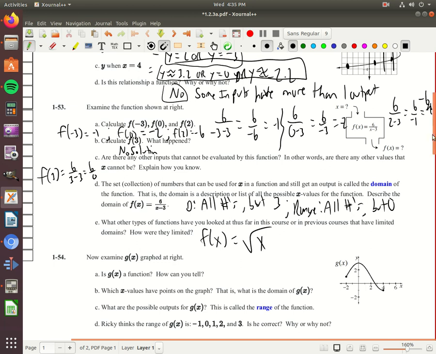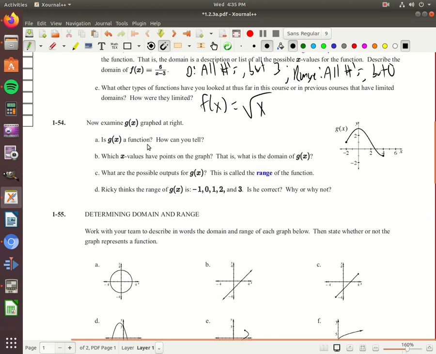All right, so moving along, it says, now examine g of x graphed to the right. So here's g of x. Is g of x a function? Yeah, each input has exactly one output, or it has no outputs, right? So I'd say yes, this is a function.